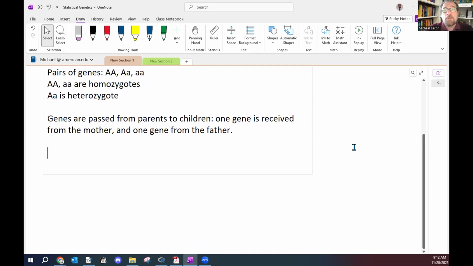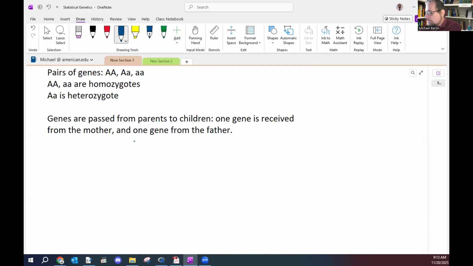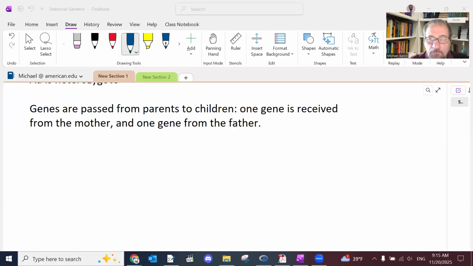And therefore, how can genes be passed? Let's see. Let's consider examples. So, let me connect. Okay, now I think I can write. Okay, so let's consider some examples.